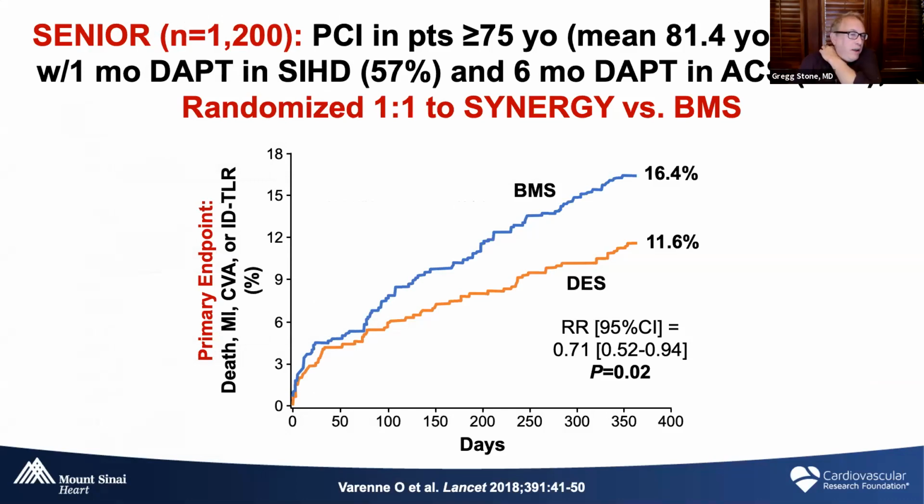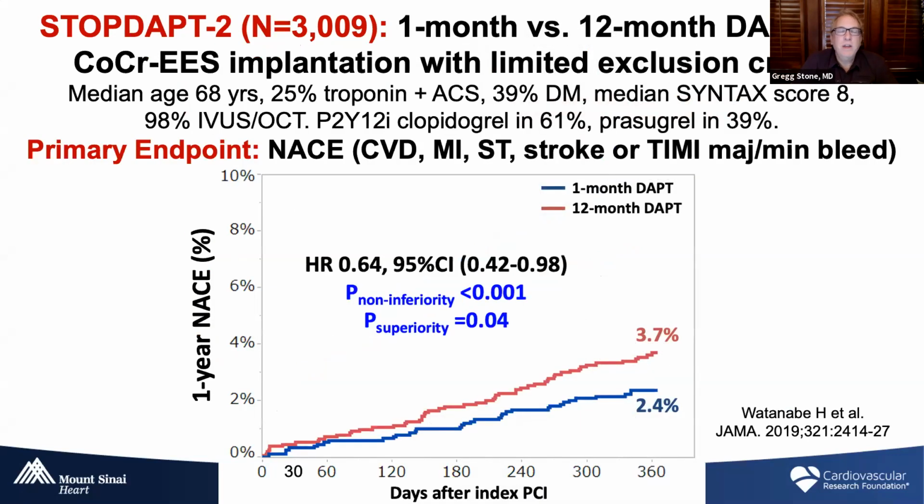And their primary endpoint was ischemic endpoints. And you could see death, MI, stroke, or ischemia-driven TLR. And not surprisingly, the drug-eluting stent acted like a drug-eluting stent, and it reduced the ischemic endpoint by about 29%, with no difference in bleeding. Although again, given that this was a modest-sized study and used 6 months of DAPT, it didn't really move the needle that much. The next important study was STOP-DAPT-2.